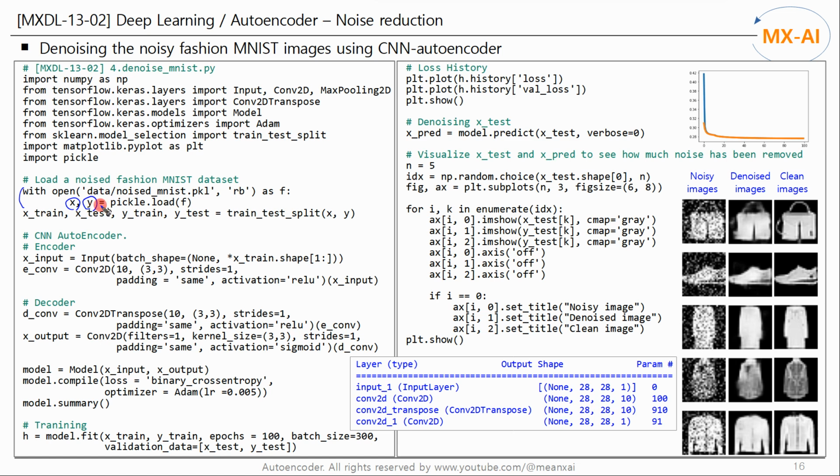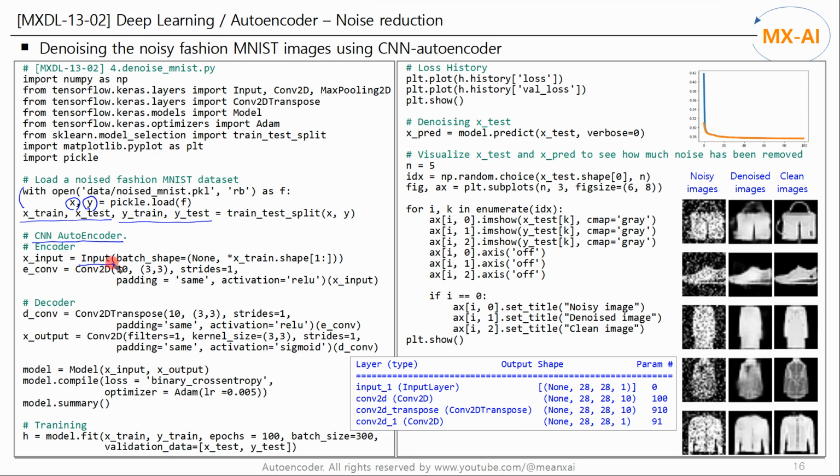We feed the noisy images X into an autoencoder model and train the model so that the outputs Y hat are as similar as possible to the unnoisy images Y. Split this dataset into training data and test data. Build a CNN-autoencoder model.